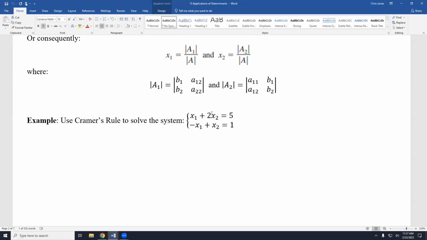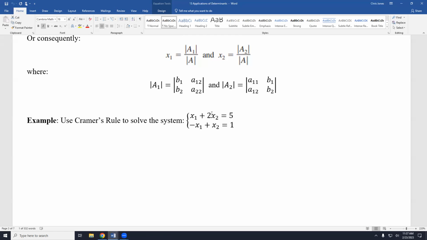And of course, if you don't believe me, plug in 1 and 2 and see if it works in this system. Okay. So I know that 1 plus 2 times 2 is 5. Negative 1 plus 2 is 1. So it seems to work really nicely. So this is a really simplistic way to be able to solve a 2x2 system of equations.